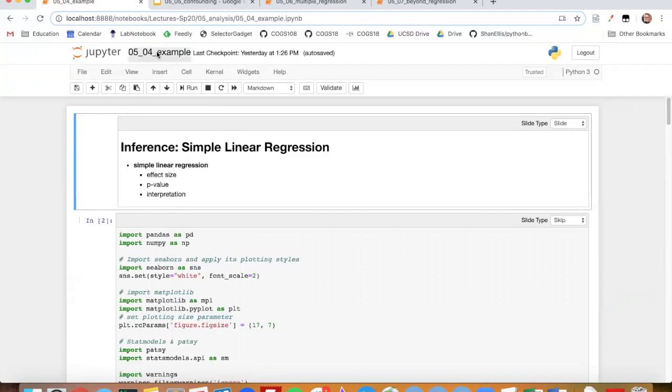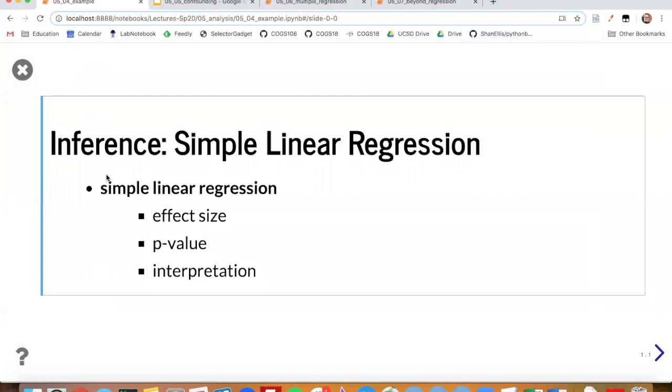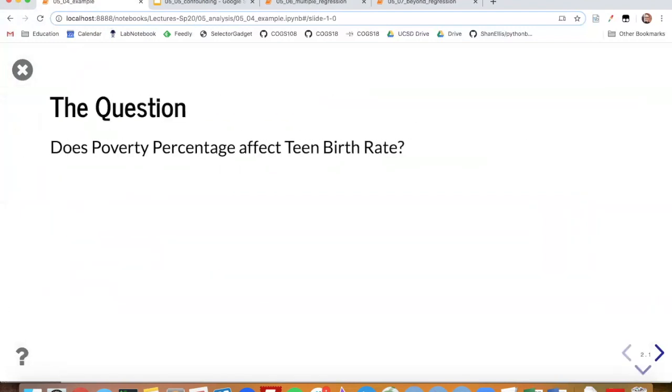So this is the 0504 example notebook, and I'm going to switch to the slides view for the presentation. All right, so we have the setup cell, we've run that. And the question we're going to be asking in this notebook is, does poverty percentage affect teen birth rate?